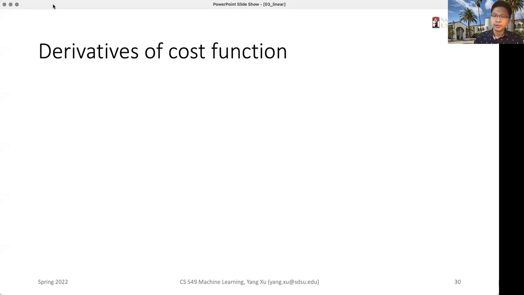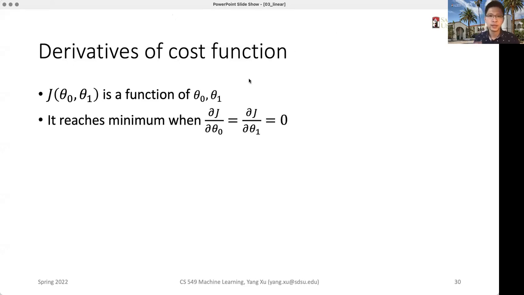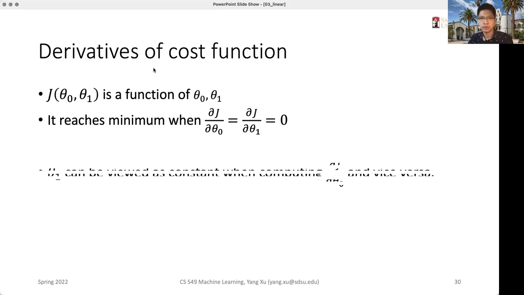Okay, and we need to compute the derivatives of this J of theta 0 and theta 1, right? Because we have two unknown variables, theta 0 and theta 1, we can do the derivatives respectively, and we need to find the point where both of these derivatives reach zero. Okay, so when both derivatives are zero, the cost function reaches its minimum point.